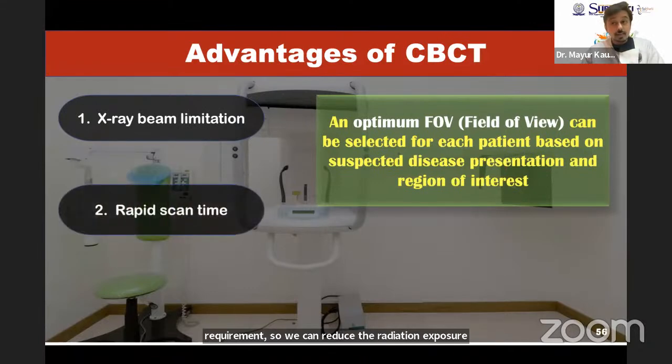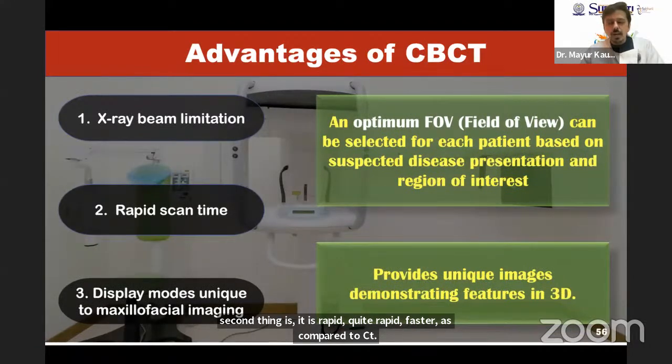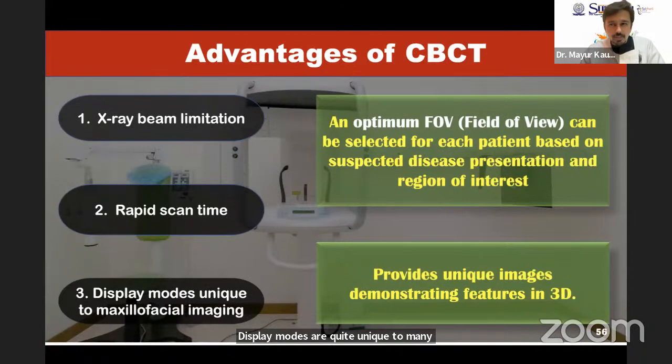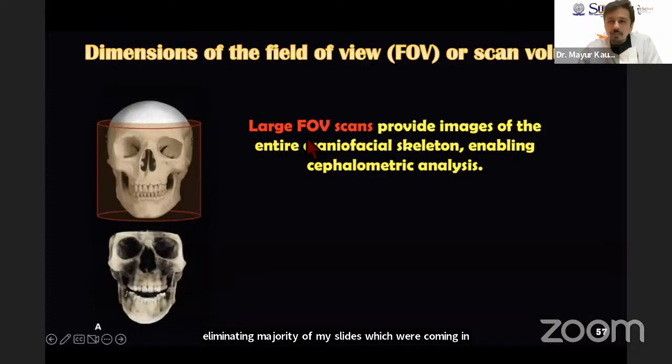The second thing is it is quite rapid, faster as compared to CT. Display modes are quite unique to maxillofacial structures. The kind of 3D reconstruction images that you get in CBCT are quite good. CT cannot match up to CBCT. So this was the FOV part which has already been covered. I was eliminating the majority of my slides which were coming in Sanjay sir's presentation. But this slide I thought I'll still keep. I have eliminated all my full mouth cases because the cases have been discussed in detail.